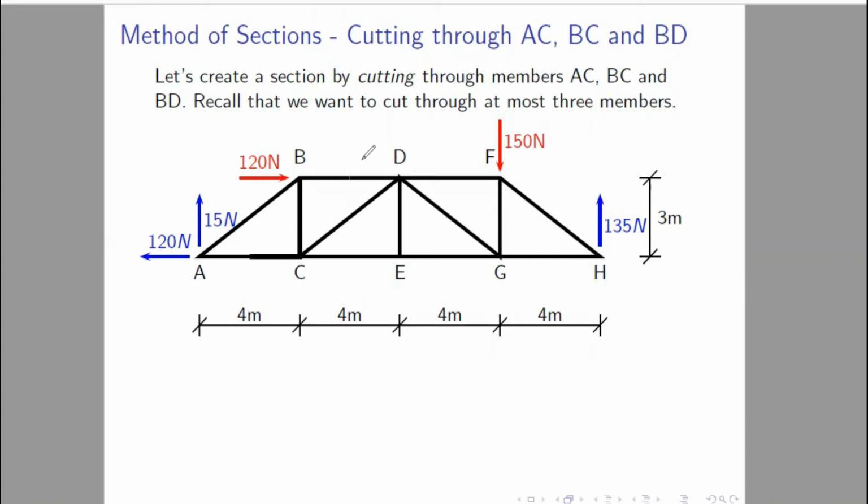So let me cut a section like this. So if we cut a section, then what happened? 1, 2, 3, this is cutting three members, so there will be only three unknown member forces, so our purpose will be solved. Now if we keep it out from the whole truss, then what will happen actually?